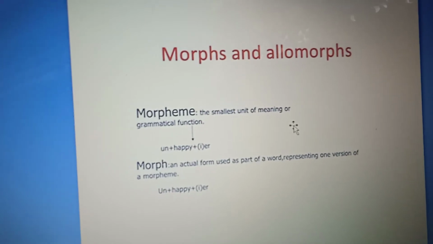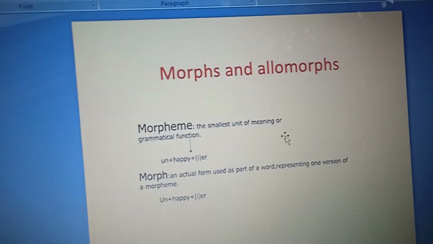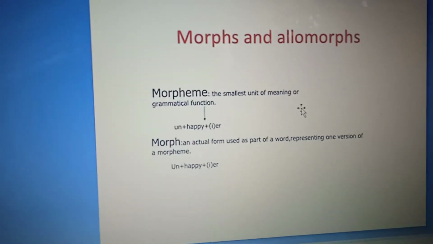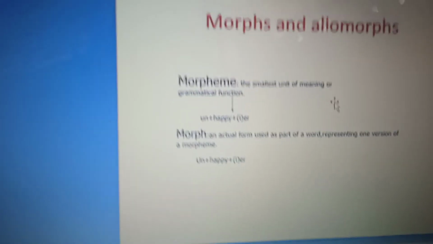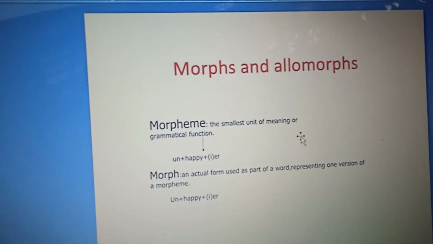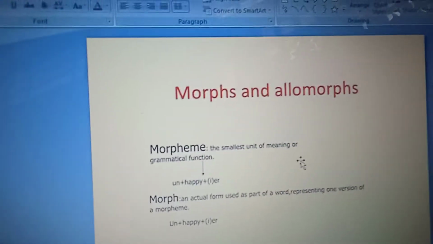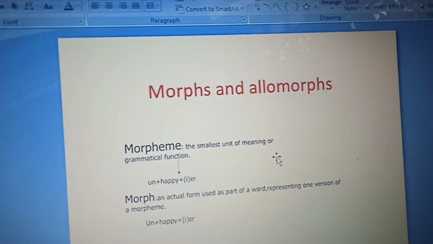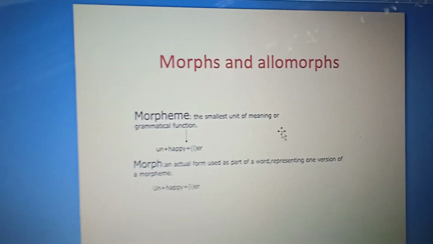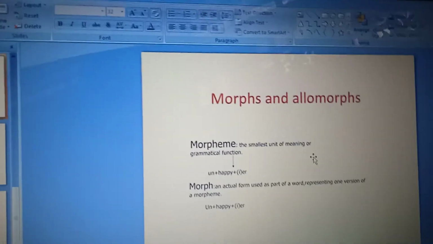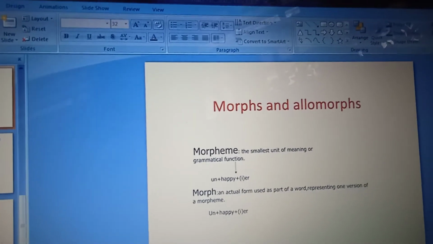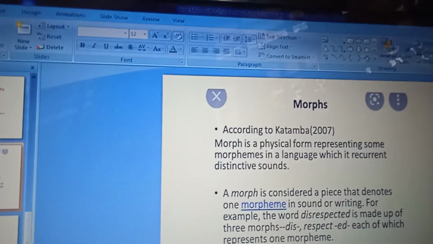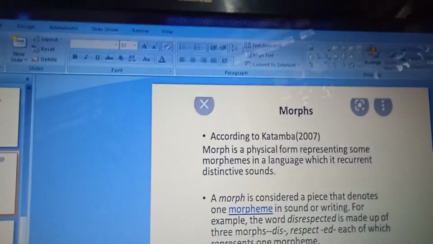But if we talk about the morphs and morphemes in the word people, there are two morphemes but one morph. It is only one form, we cannot divide it, as we have done in boys: we separate the word boy, and also we have separated the s from boys. So in people you cannot do that. The word people has two morphemes but one morph. So a morph is a physical form representing some morpheme in language, which is a recurrent distinctive sound.